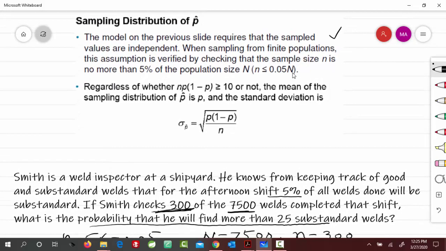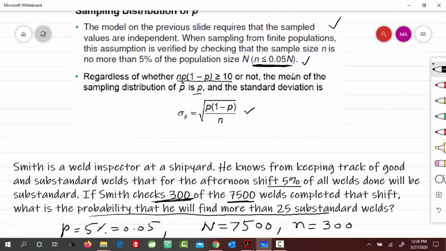You see here, number 1, the sample size should be less than 5% of the population size. This is one thing we have to check. And the second thing we have to check is that np times 1 minus p is greater than or equal to 10. If this happens, then we will know that this is the standard deviation of p hat, and the mean of p hat would be the same as p. So let's do that.